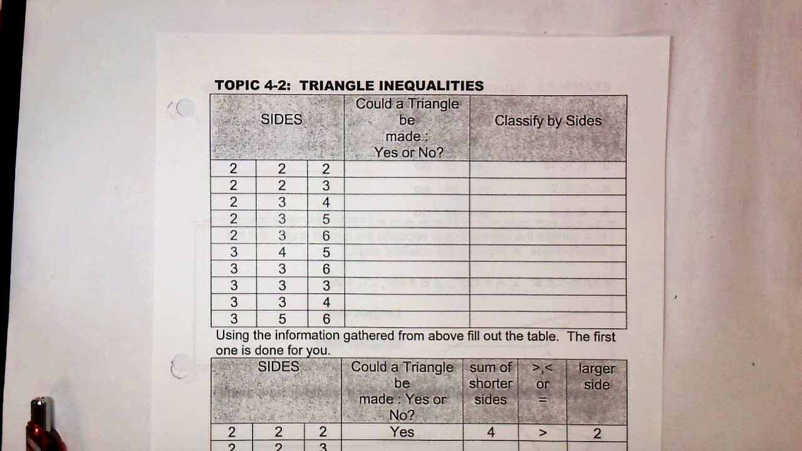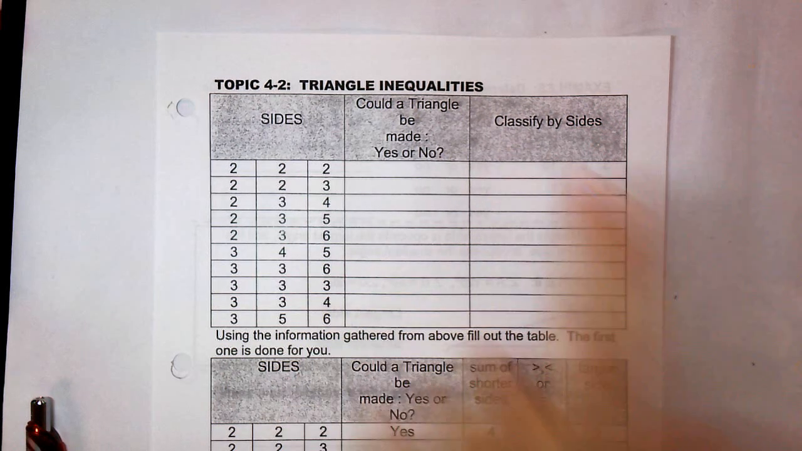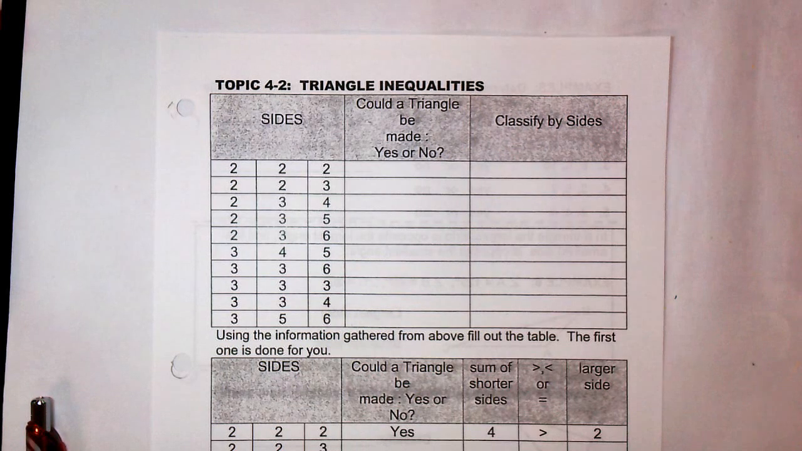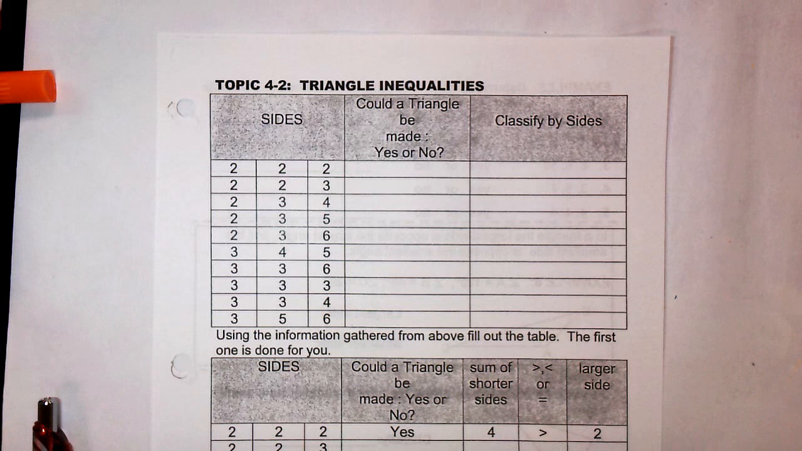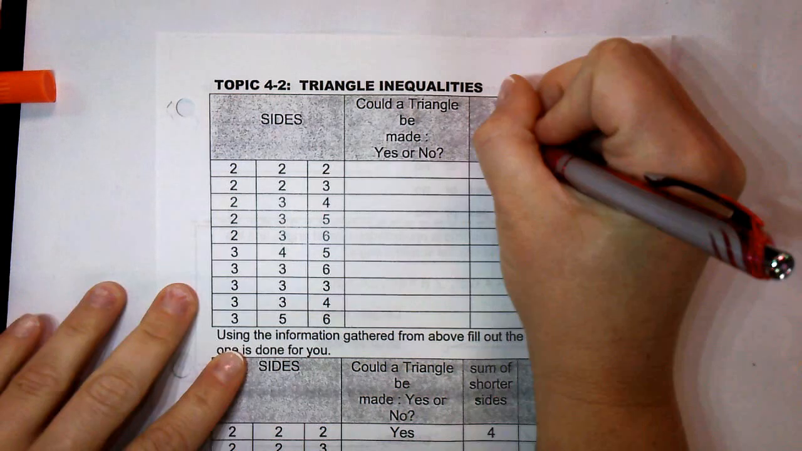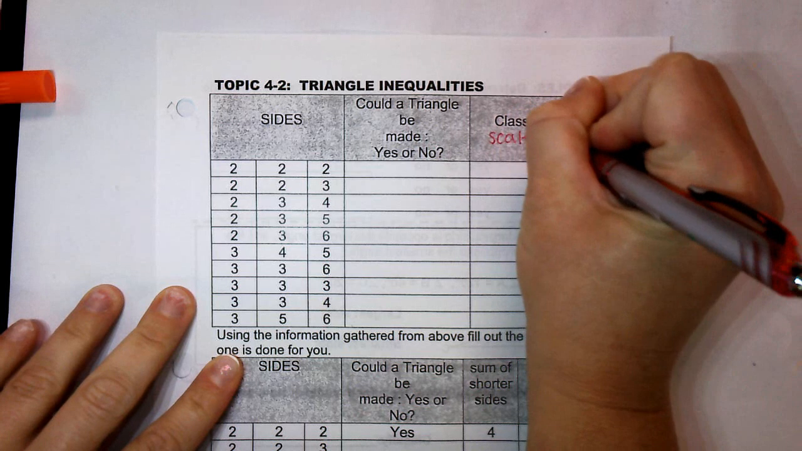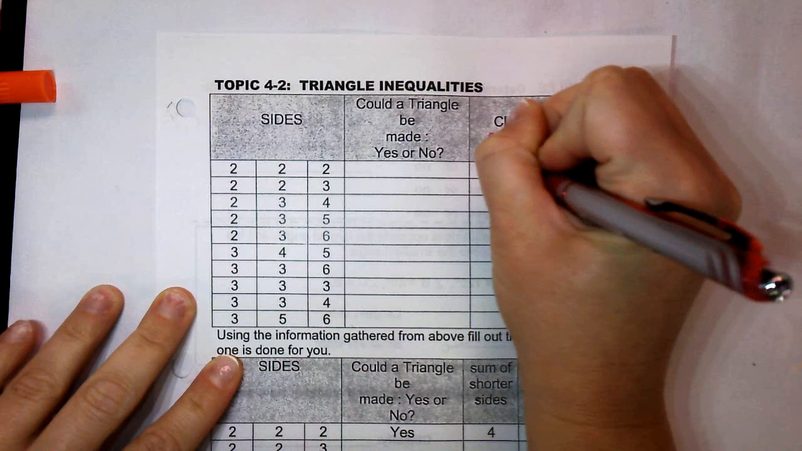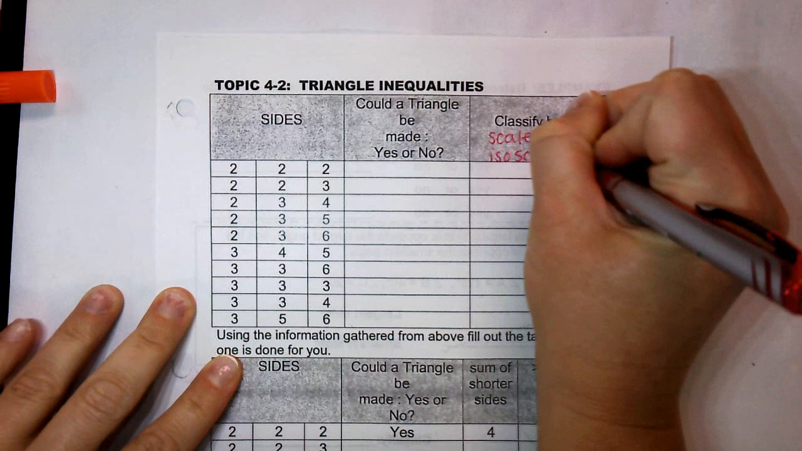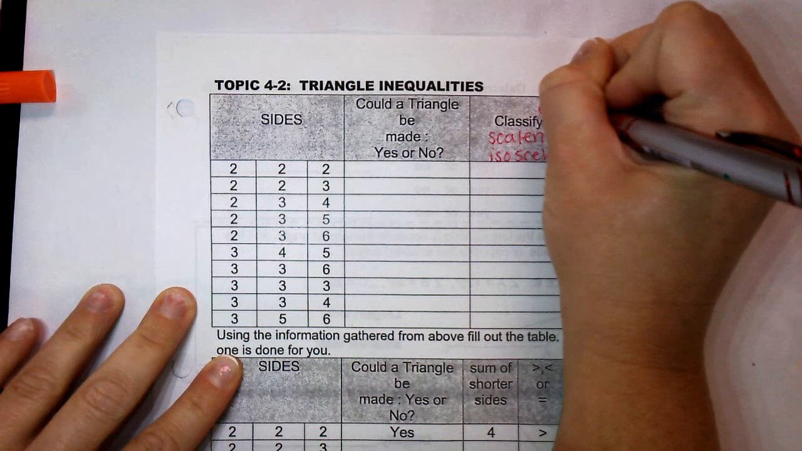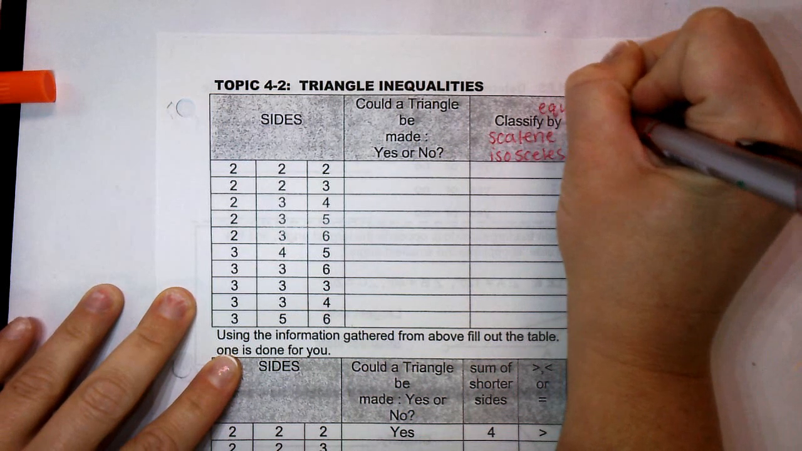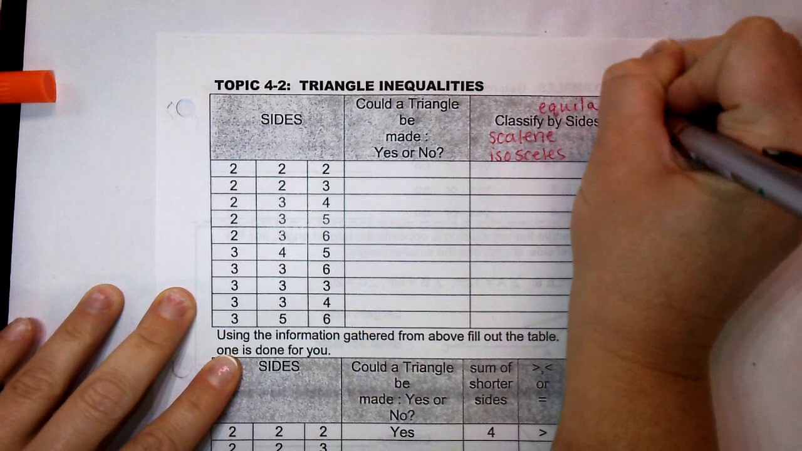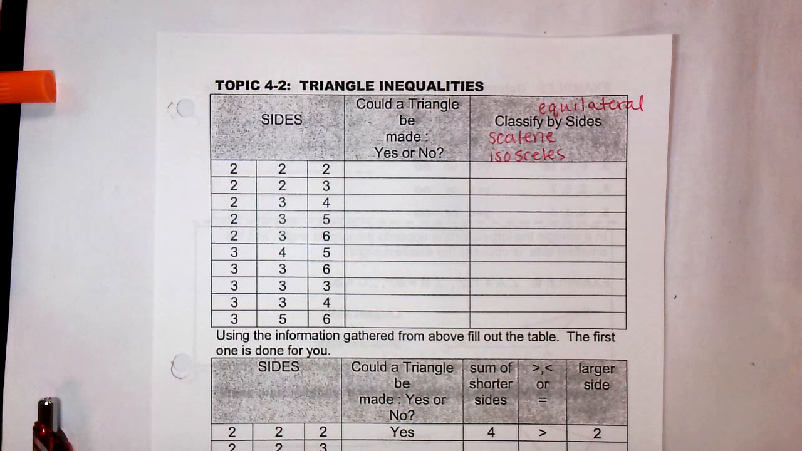Okay, 4-2 today, inequalities. So you learned how to classify by sides yesterday. Does anybody remember the 3 classifications for sides? If all 3 sides were different, it was scalene. Good. Isosceles. 2 of the sides were the same. Equilateral. All sides were the same. Okay, so those are 3 classifications by sides.